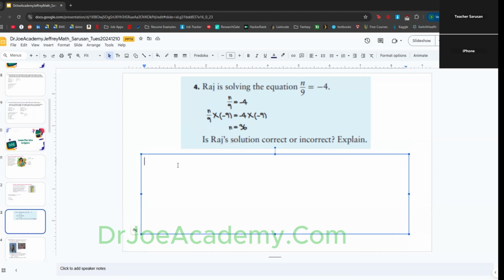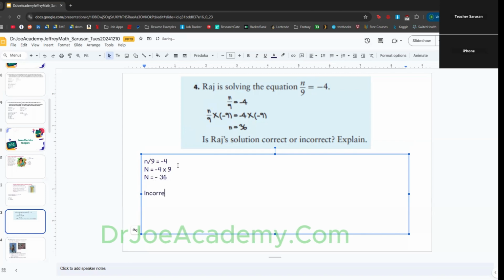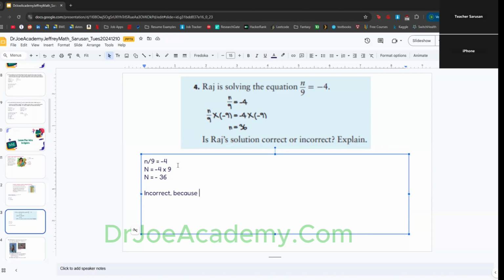All right, so let's solve that ourselves. So we've got n divided by 9 equals -4. N equals -4 times 9, -36. So he is incorrect because he got 36. So why is he incorrect? Because he forgot to add the negative sign, I guess. Yep, pretty much. So it's not that he forgot to add it, but he incorrectly added it. As you see in his second line here, he incorrectly multiplies by -9 for no reason. It should have just been 9.